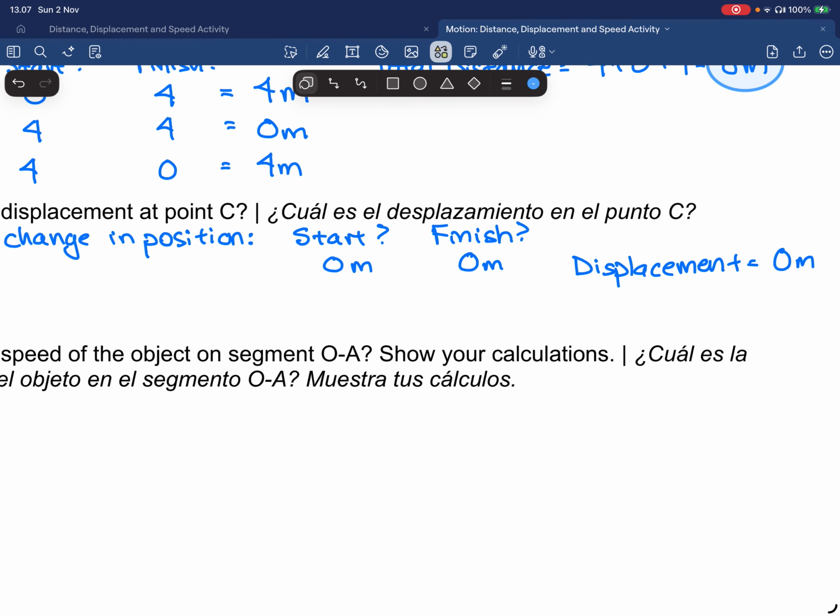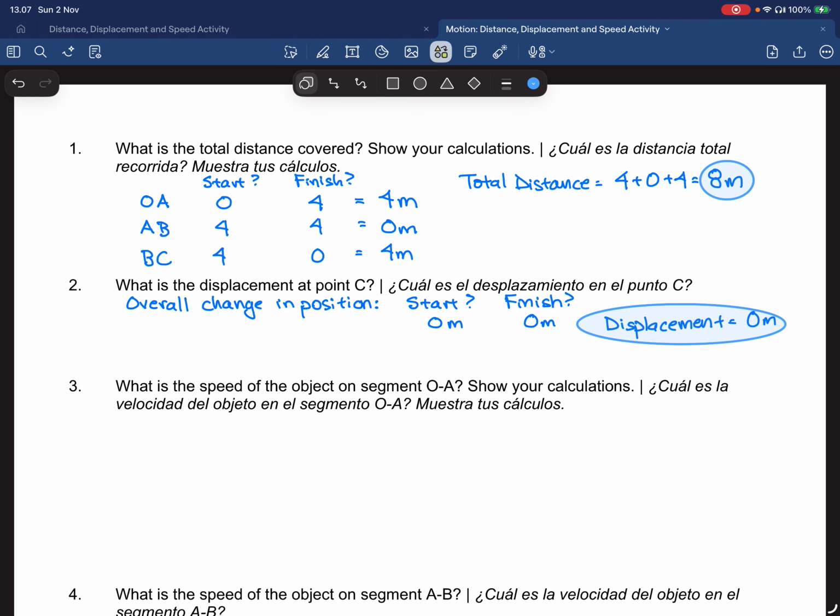All right. Now, I don't necessarily like that. Let's do it like this. There we go. My displacement is 0 meters.